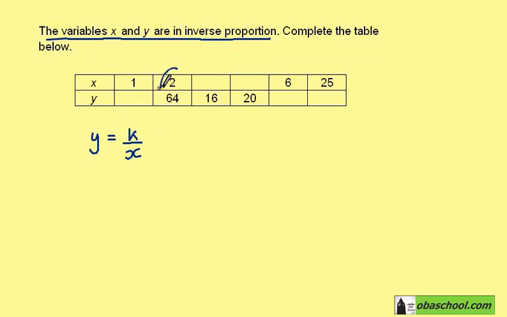If we look at the table here, we have values for both x and y, which we can use to find the constant. Substituting in, 64 is equal to k divided by 2. Multiplying both sides by 2 gives us 128 is equal to k. So the formula is y is equal to 128 divided by x.